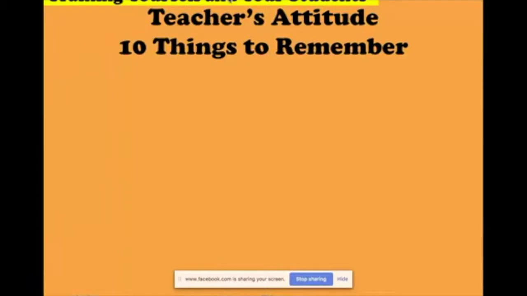So a teacher's attitude. These are 10 recommendations and 10 things to remember for keeping it simple and creating that culture. You have to be a cheerleader for your students. We want them to be successful. You have to stay positive regardless of how the class is acting.